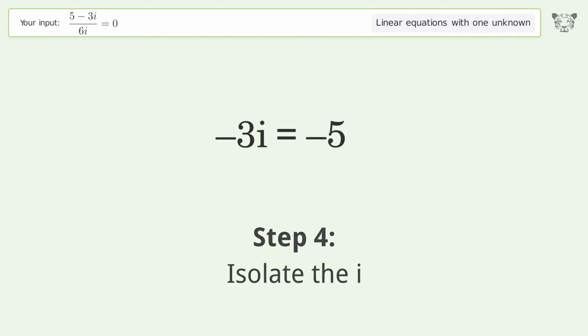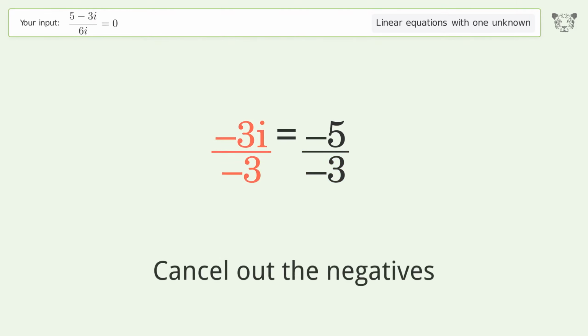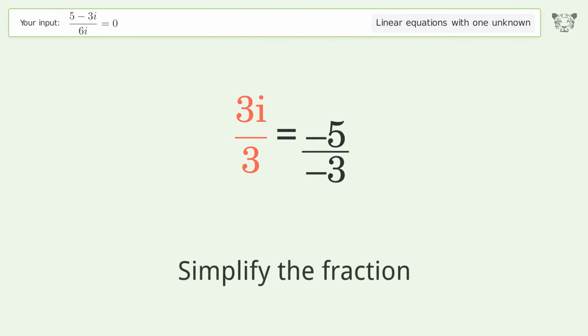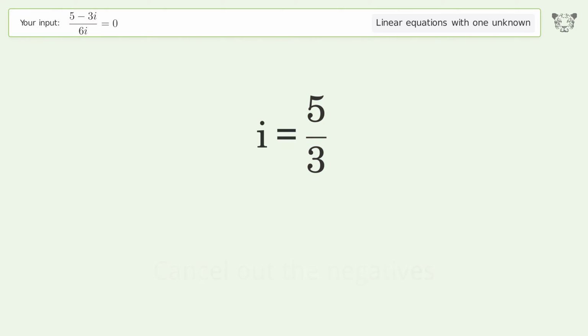Isolate the i. Divide both sides by -3. Cancel out the negatives. Simplify the fraction. Cancel out the negatives. And so the final result is i equals 5/3.